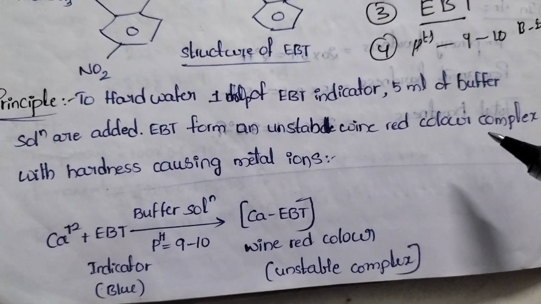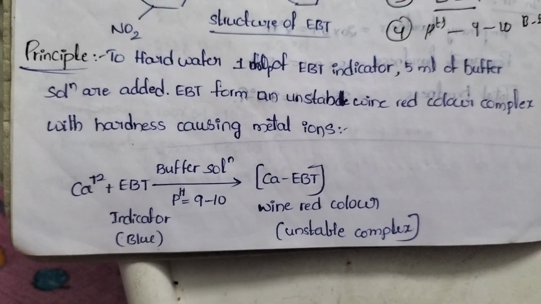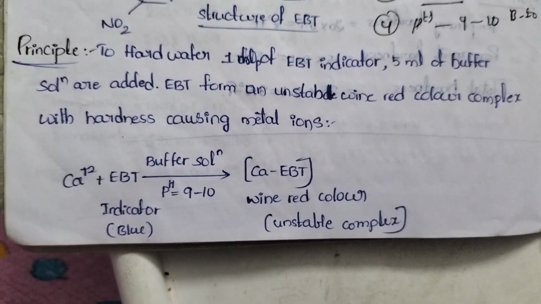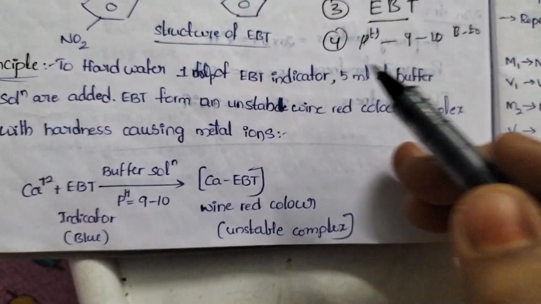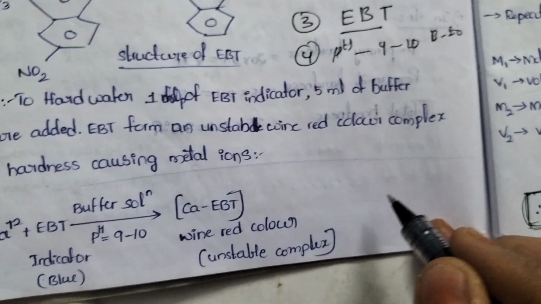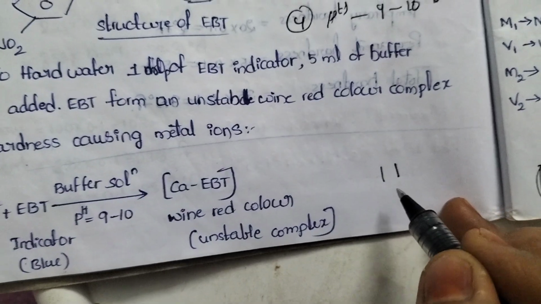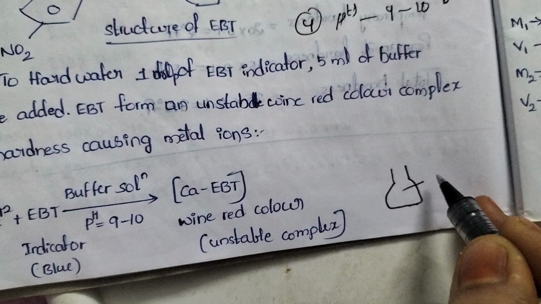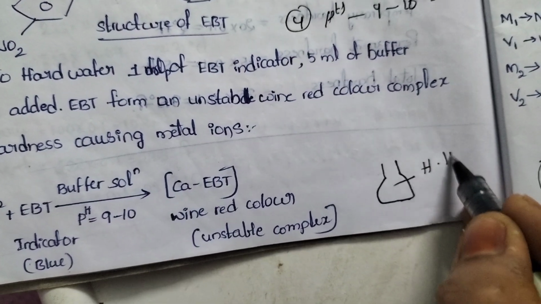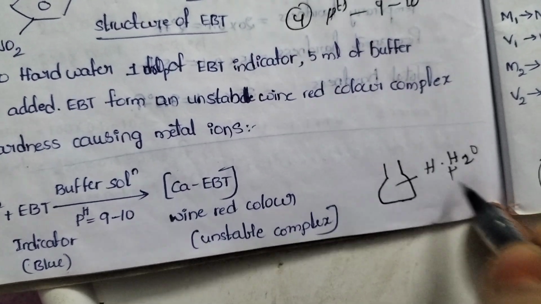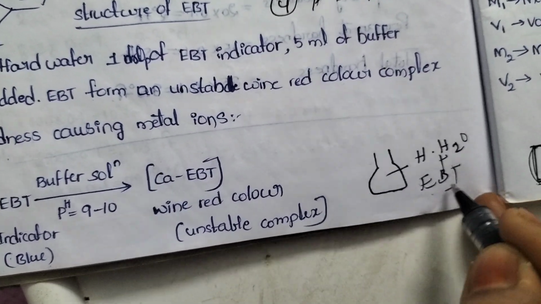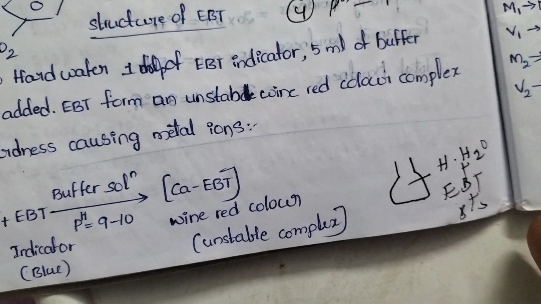Look into the principle. If you understand the principle, you can understand the procedure very easily. What we have to do in this experiment is, first we take the hard water in a conical flask. Just assume it is a conical flask. In this conical flask, first we take hard water. To this hard water, we add EBT indicator and buffer solution.